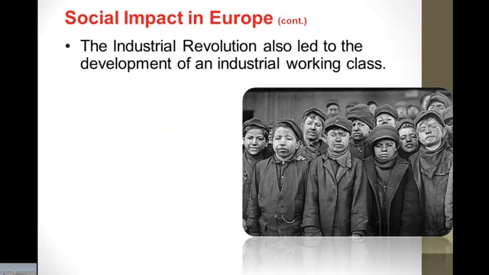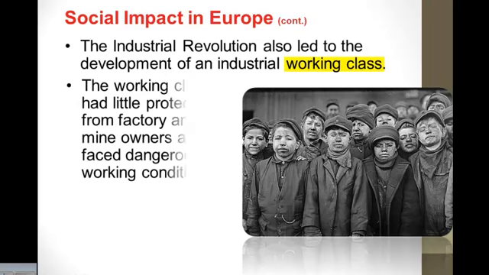The Industrial Revolution also led to the development of an industrial working class. For example, some of the working class people had little protection from factory and mine owners and faced dangerous working conditions. In the coal mines, a lot of them faced cave-ins, explosions, and poisonous gas fumes that eventually destroyed their lungs. On the right, we can see some children who were actually working in coal mines at the time.